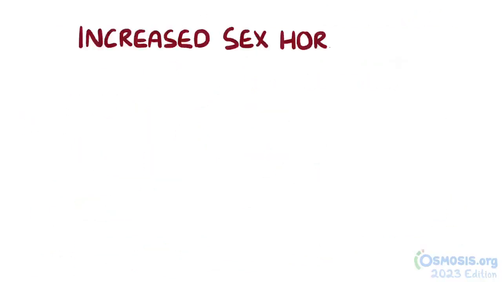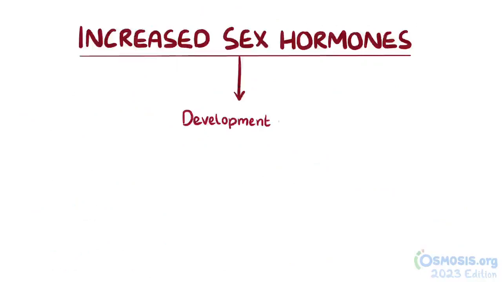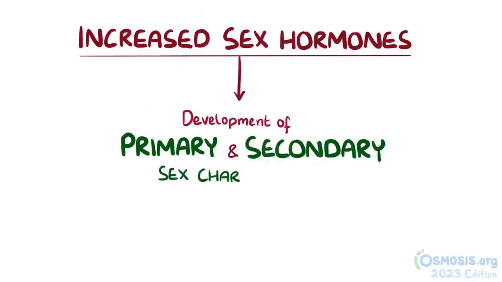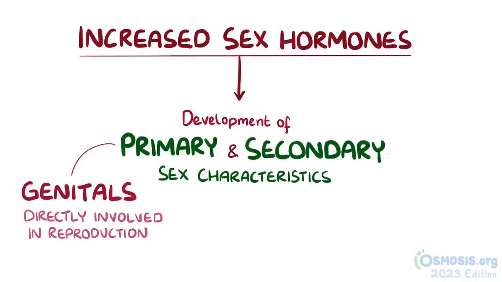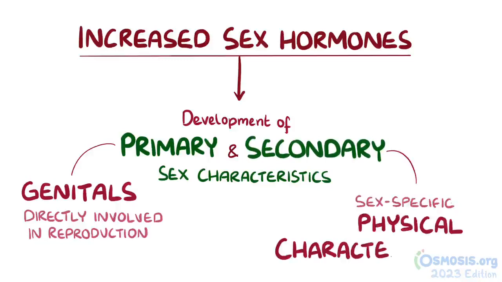The increased production of sex hormones drives the development of primary and secondary sex characteristics observed during puberty. Primary sex characteristics refers to the genitals, organs directly involved in sexual reproduction. Secondary sex characteristics refers to any sex-specific physical characteristic that is not directly involved or necessary in sexual reproduction, like pubic hair and breasts in females.